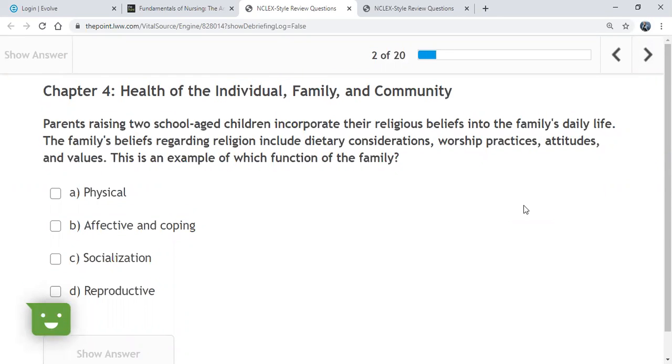Parents are raising 2 school-age children and they incorporate their religious beliefs into the family's daily life. The family's beliefs regarding religion include dietary considerations, worship practices, attitudes, and values. This is an example of which function of the family? C. Think C. Socialization. Yeah. Yes. Yeah, I think.